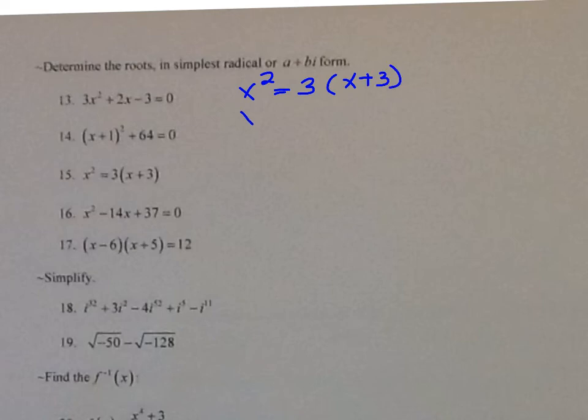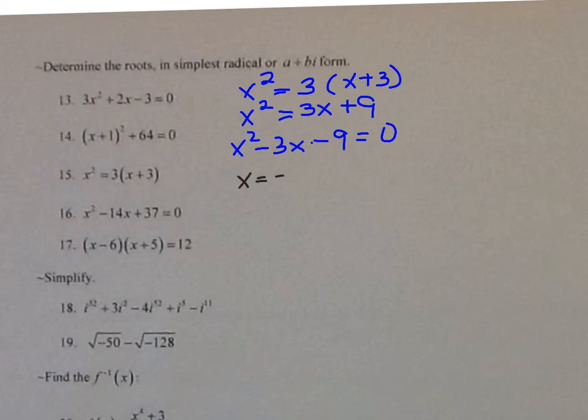So let's do that. I have x squared minus 3 equals 3x plus 9. I want it to be equal to 0, so I'm going to move everything over to the left. x squared minus 3x minus 9 equals 0. All right, so now this is not factorable. If it was, I would factor it, but it's not. So I'm going to use the quadratic formula.